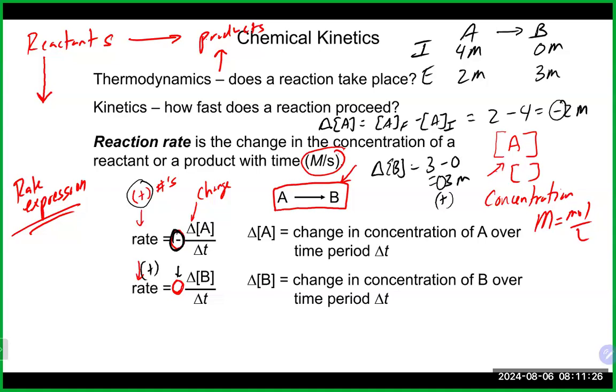So always when you are writing these rate expressions, anything that is a reactant, because it should be decreasing with time, will have that negative incorporated into the rate expression to allow you to end up with a positive rate. Any questions on that there?